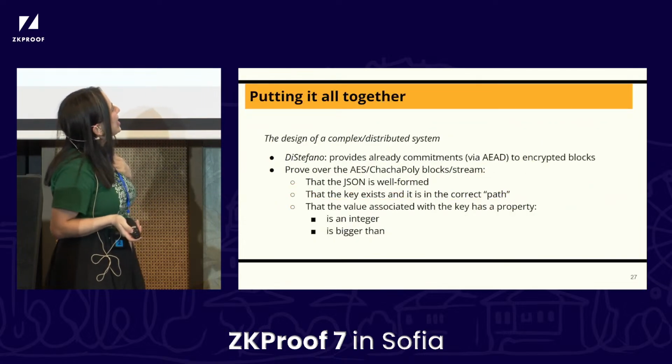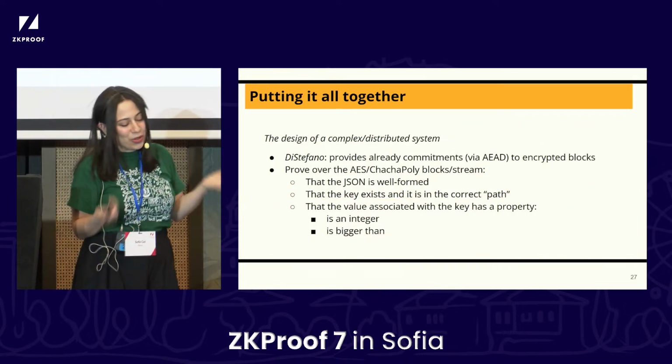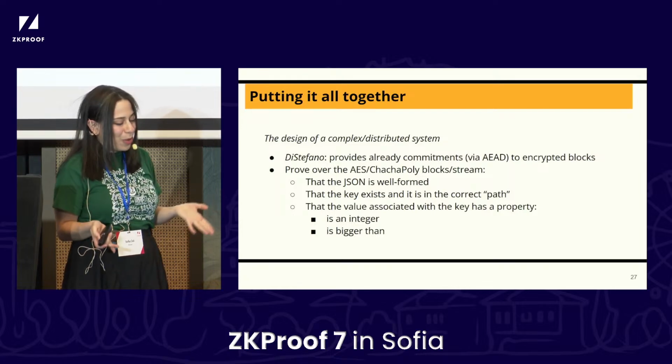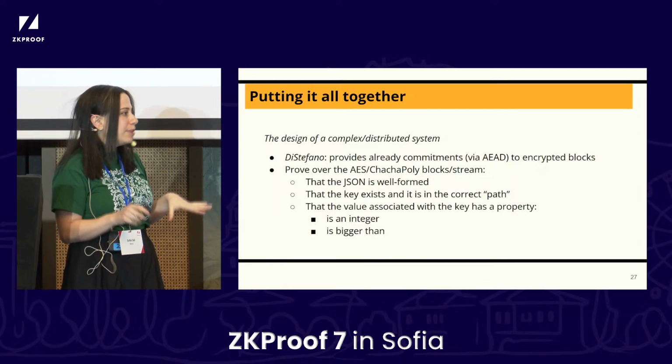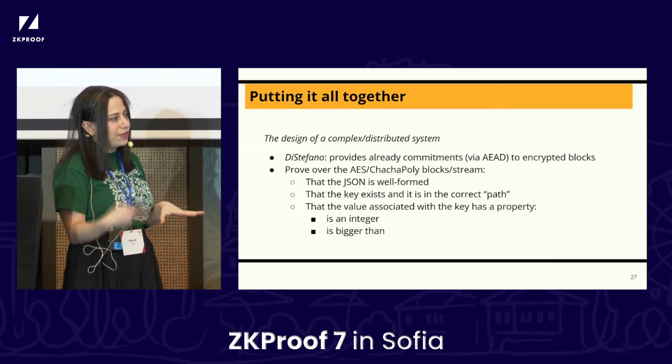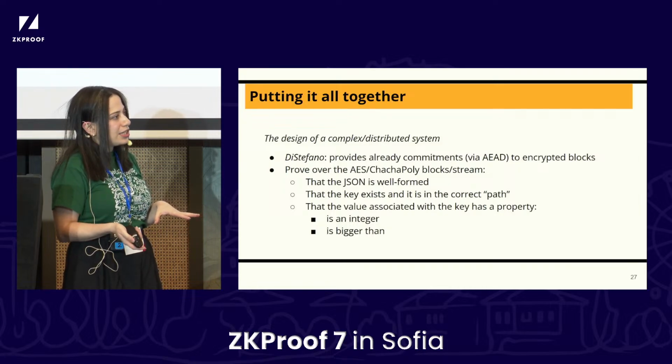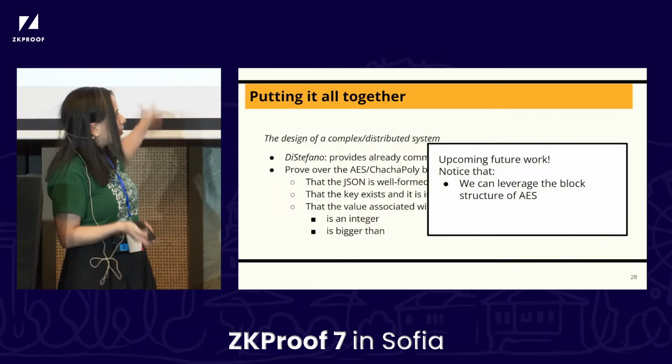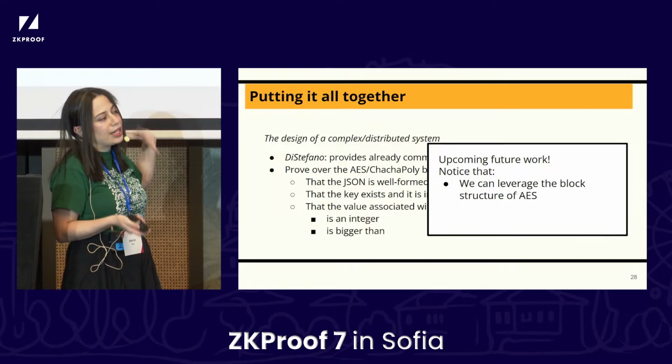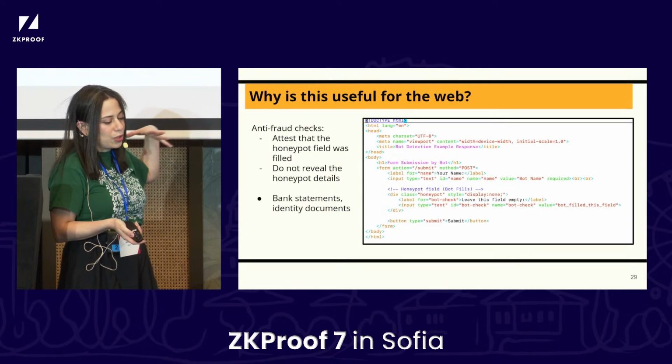Okay, so that is essentially what we did, and as you see here, as a conclusion, what we have done is the design of a very complex and distributed system. We have only made the first step, which is essentially modifying the TLS handshake so we can create those specific commitments. But the upcoming work is going to be looking at specifically how to build those zero-knowledge proofs.